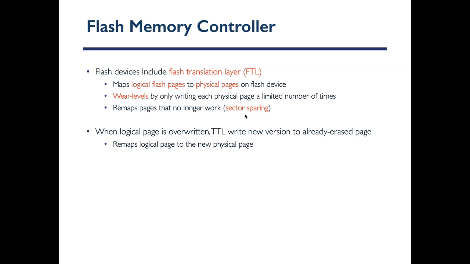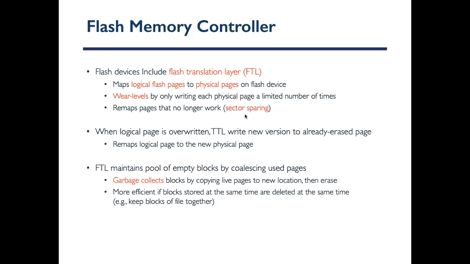And once you get to a situation where most of the pages in one block are invalid, then you can garbage collect. Now that most of the pages are invalid, you can read the few live pages in that block and then erase the entire block and write those live pages somewhere else. Again, do the remapping. So that's where you have the garbage collection coming into the picture.